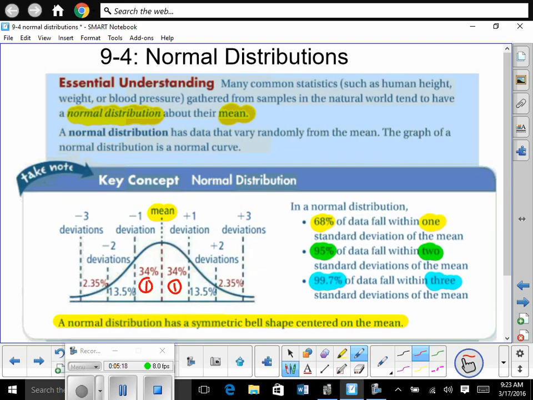Then, statistically, what happens with the normal distribution is 95% of the data will fall within 2 standard deviations of the mean. So I'm going to go right here. So 2 standard deviations. Now, 95% of the data will fall within 2 standard deviations. So that means all of this is 95% from here to here. So that's why it's split into 13.5 and 13.5. Because let's think about it.